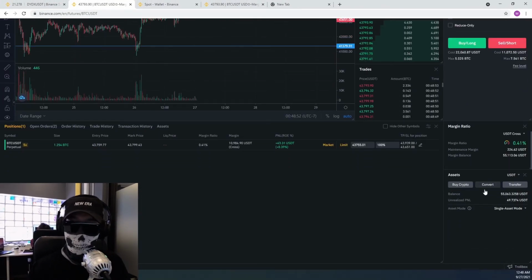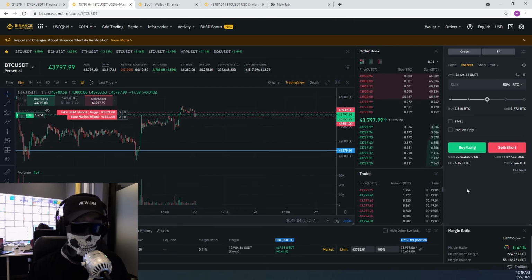All right, finally, let's just go over some more stuff over here. As you can see, this is the total balance in the account. This is unrealized P&L from that position we opened up together. I think that's about it. There's really not that much to futures.